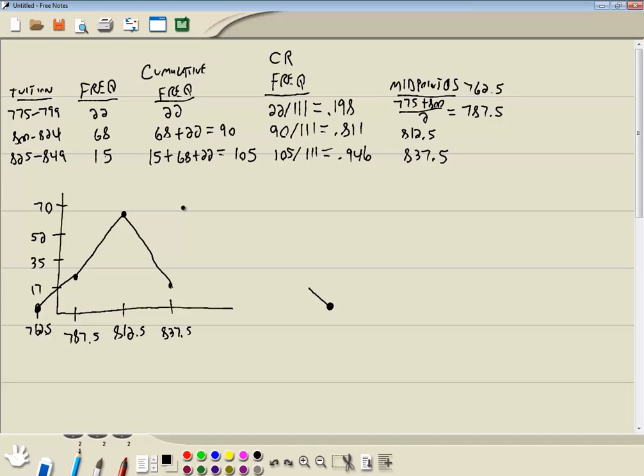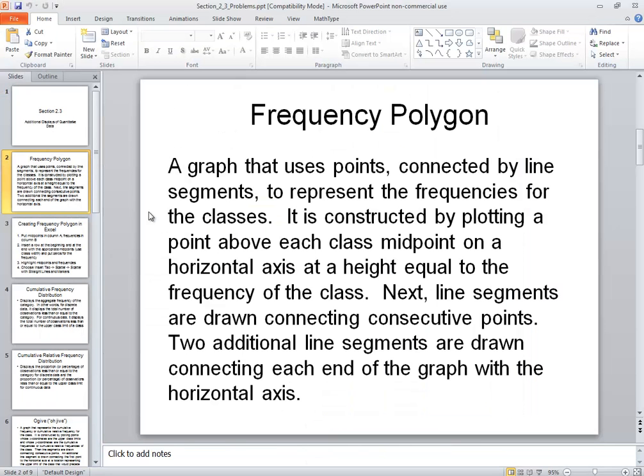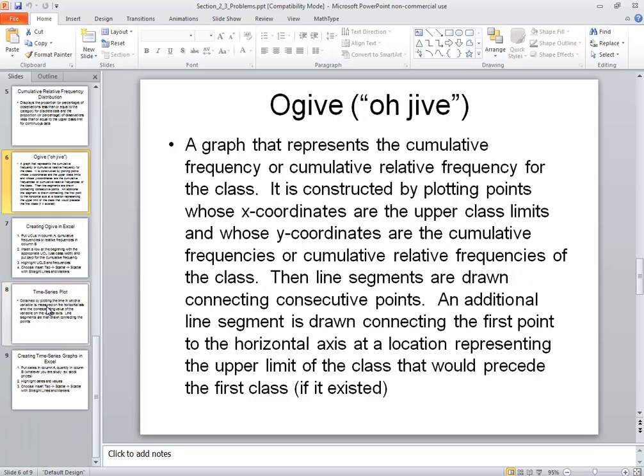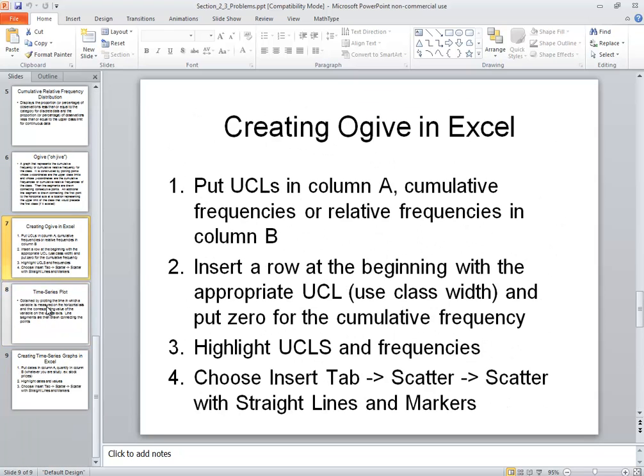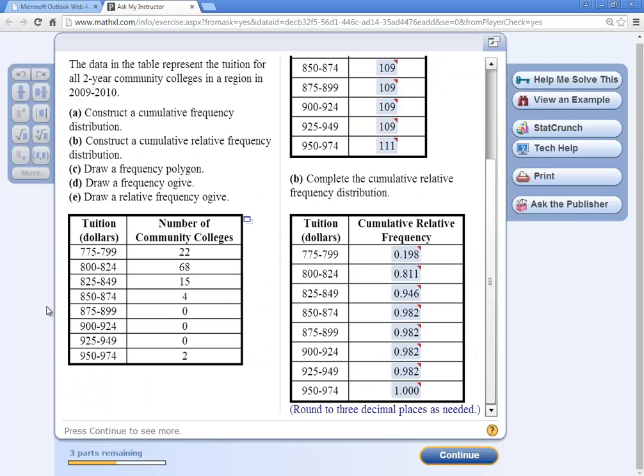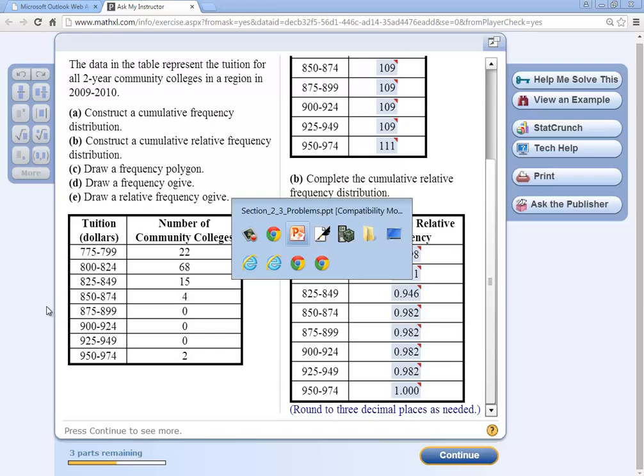Frequency ogive. Let's see what that is. Okay, here's ogive. Graph that represents cumulative frequency or cumulative relative frequency. Plotting points above whose x coordinates are the upper class limits and whose y coordinates are the cumulative frequencies. Okay. So talking about upper class limits, the upper class limits would be 799, 824, 849, and so forth.